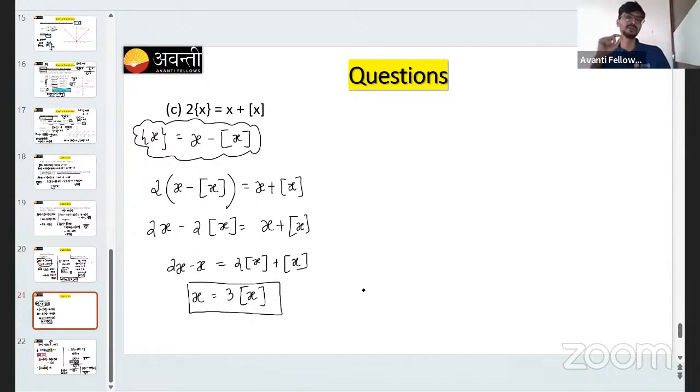Now I have to give the values of x which satisfies this equation. So I am giving you 30 seconds. Please, just concentrate on the board and think about what values of x can I get, right? What values of x can I get?